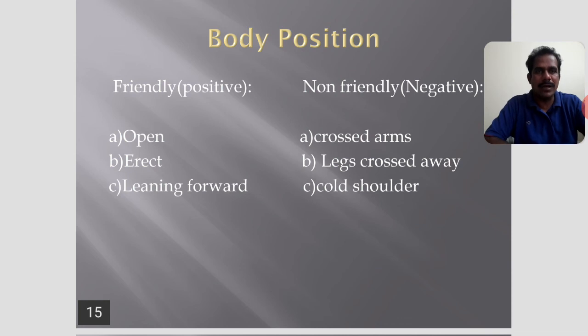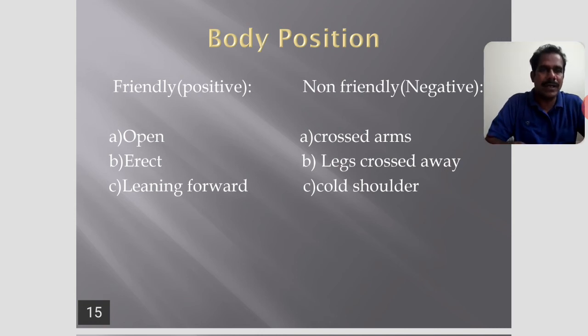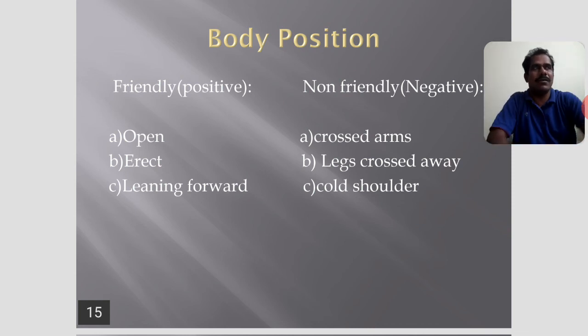But non-friendly body language: crossed arms. This is non-friendly; you have to avoid this. This is negative body language. Legs crossed away, keeping one leg on one side and the other leg on the other side, is negative body language. Cold shoulders. Body position is very, very important.